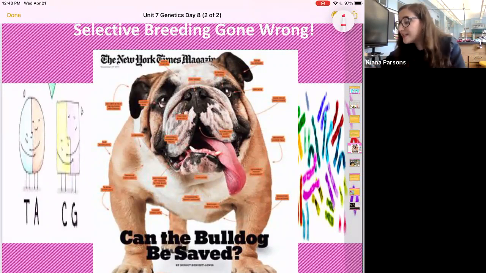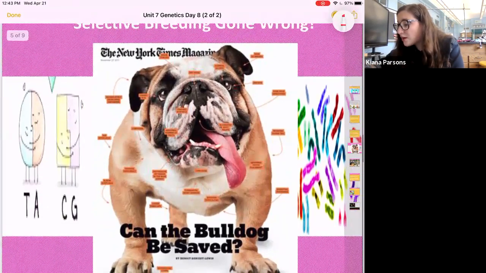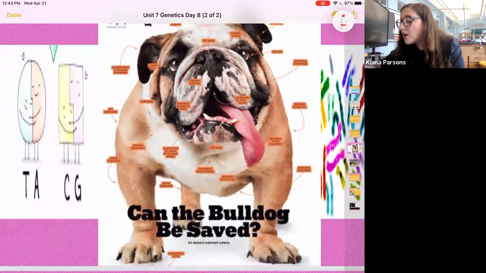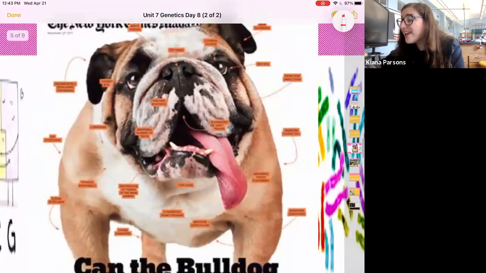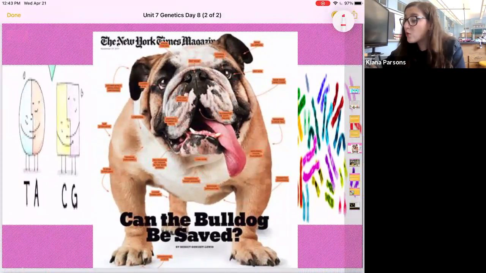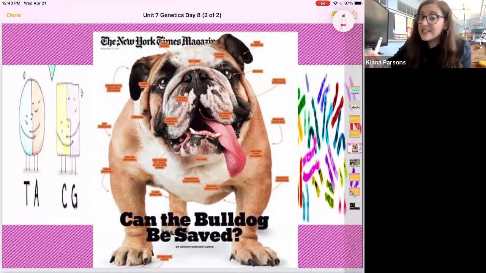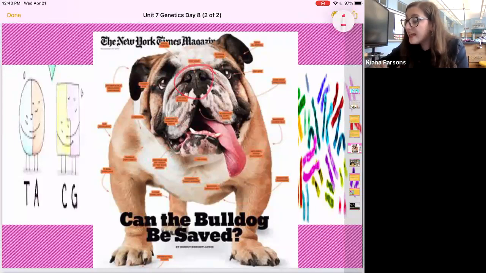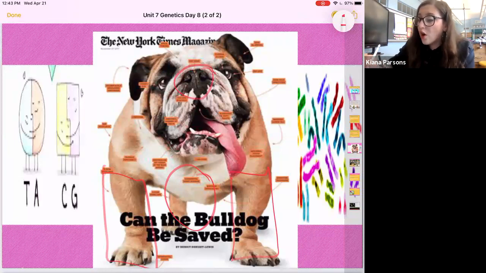So we see here, this is a bulldog, and this headline says, "Can the bulldog be saved?" So this poor bulldog, you'll see he's really cute, but bulldogs only live for about 8 or 9 years, and most dogs can live to be about 12 years old. Some of the reasons for this dog having a shortened lifespan have to do with this really flat nose, so it's difficult for the dog to breathe. They are prone to heart problems. They have these really short, stubby legs, which affects their spine. And all of these traits were artificially selected by humans.